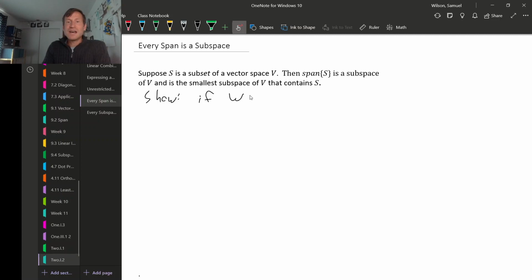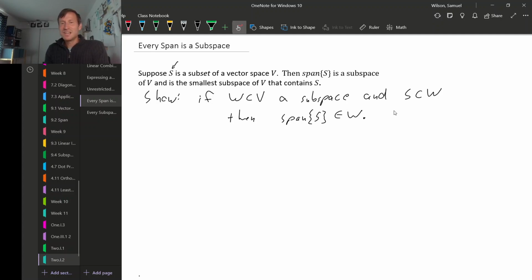if we have a subspace W in V and S is contained in W. So W is some subspace that contains all the vectors in the set S, then we want to show that actually all of the span of S is in W. So what this is saying is that if we have any subspace that contains S, it can't be any smaller than the span of S. That's another way of saying that the span of S is the smallest subspace that contains S. Okay. So let's suppose we have such a W.